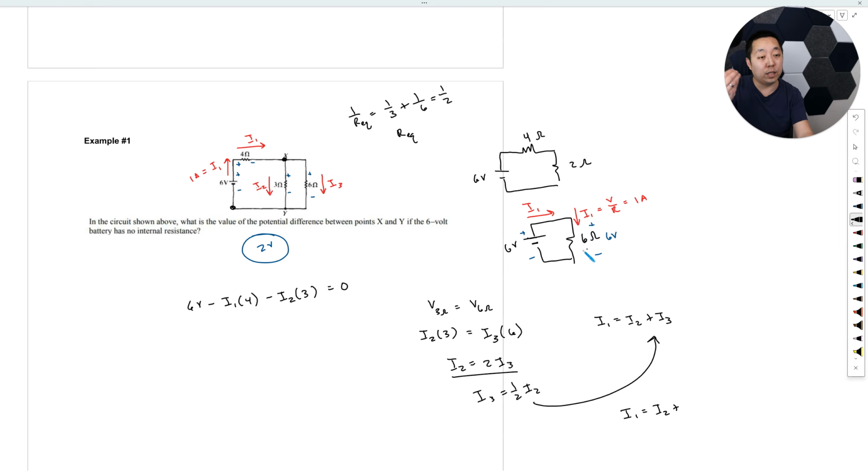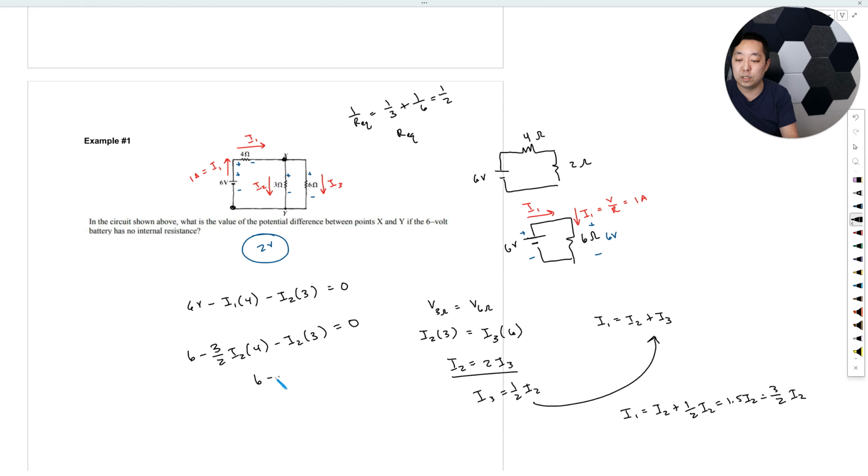You can see why the series parallel is a lot faster, right? So this is going to be I2 plus 1/2 I2, and this is 1.5 I2, or 3/2 I2. Then you can replace I1 with that, so you're going to get 6 minus 3/2 I2 times 4 minus I2 times 3 equals 0. 4 times 3/2 is 6, and then minus 3, that's going to be 6 minus 9 I2 is equal to 0. And then I2 is equal to 2/3.